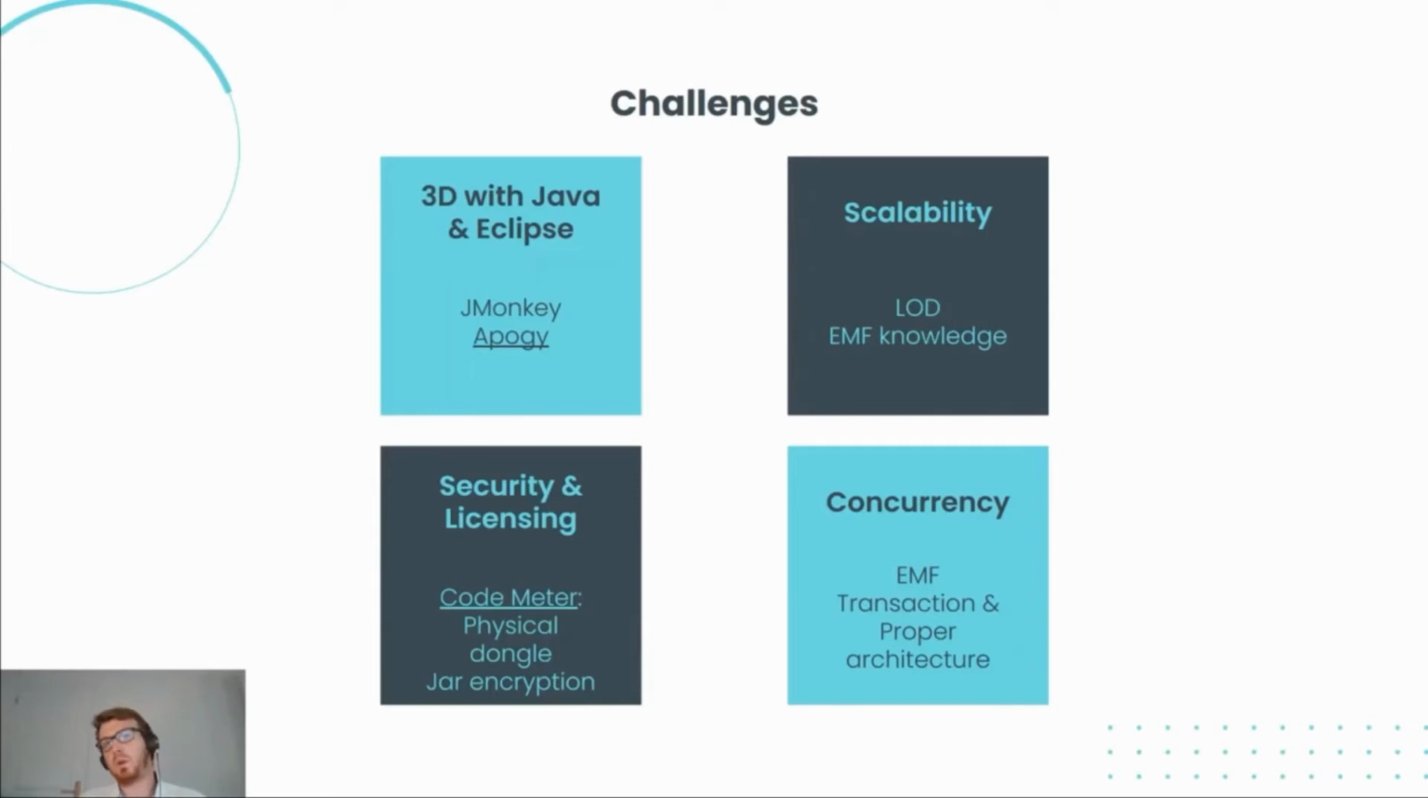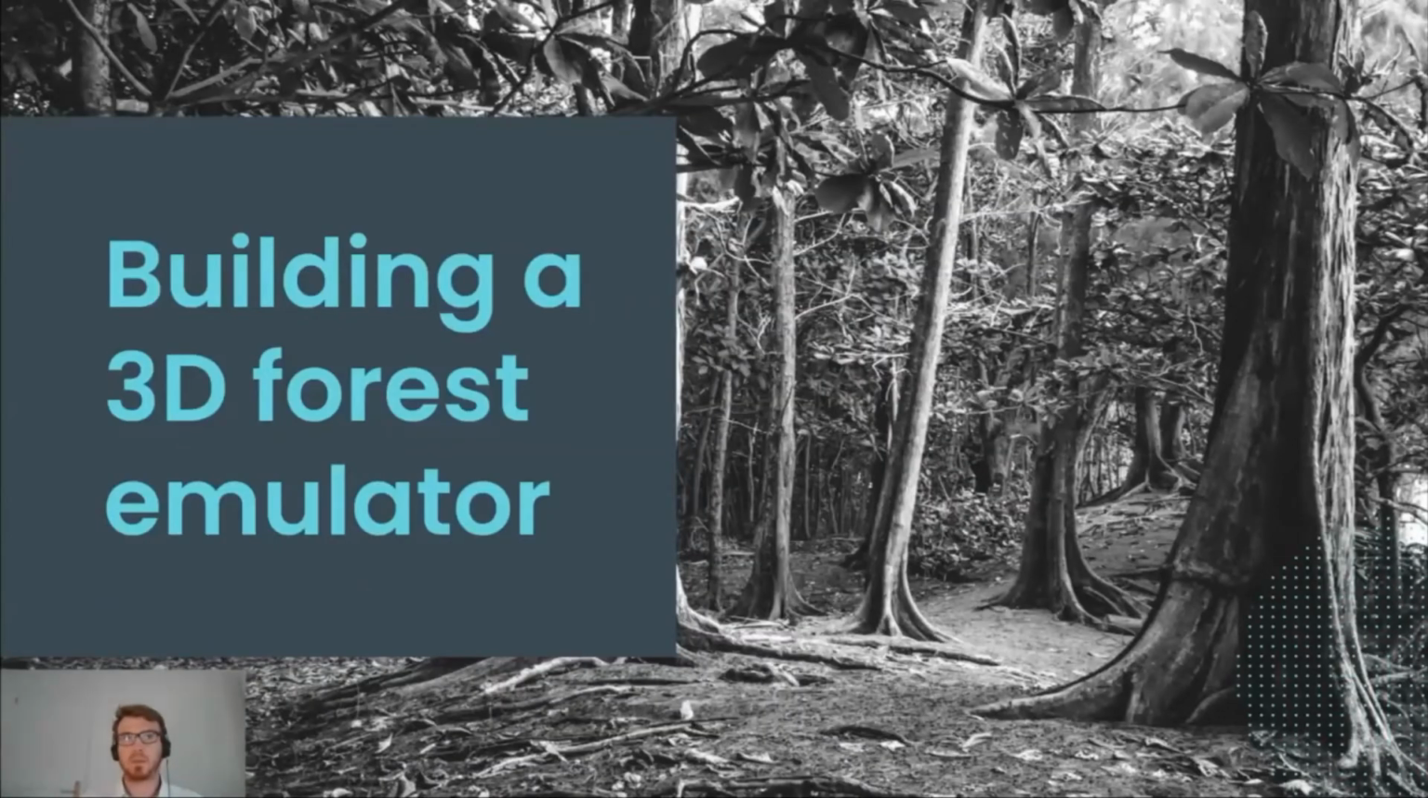Concurrency is one of the main topics we had during this product, because we have several threads that can read and write the model, and we have the JMonkey thread that has its own constraints that we will see later.